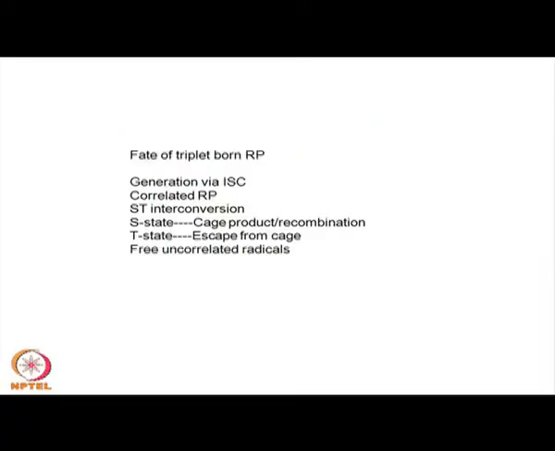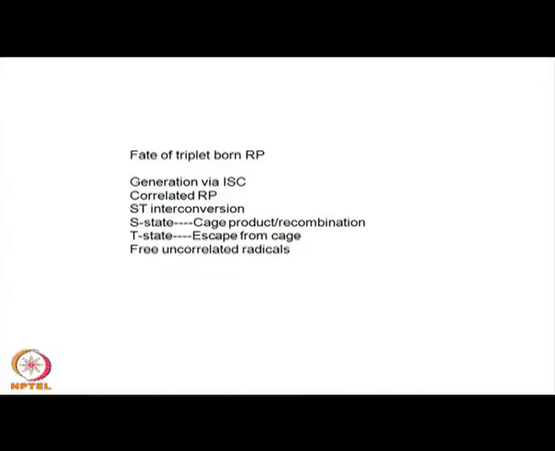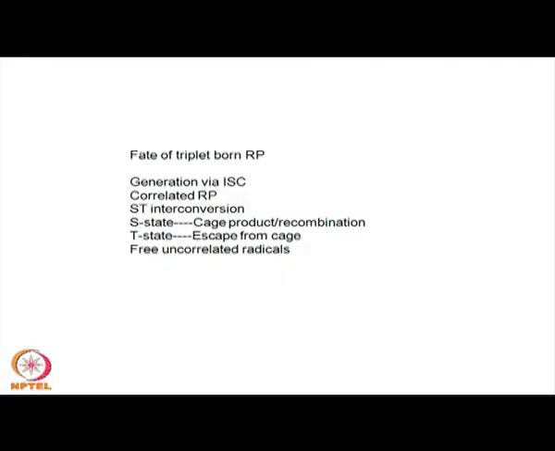Okay. So, the fate of the triplet-born radical pair. If it is a case of a singlet-born radical pair, it may undergo intersystem crossing to triplet, but what is the fate of the triplet-born radical pair? It is generated via ISC from the singlet excited state, maybe of the donor or maybe of the acceptor. Then they are correlated radical pairs.